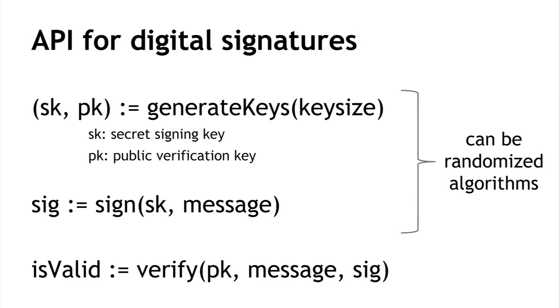Okay, so these three operations, these three algorithms constitute a signature scheme. And I'll note that the first two can be randomized algorithms. The verification won't be, it will always be deterministic. And in fact, if you think about it, generate keys had better be randomized because it ought to be generating different keys for different people.